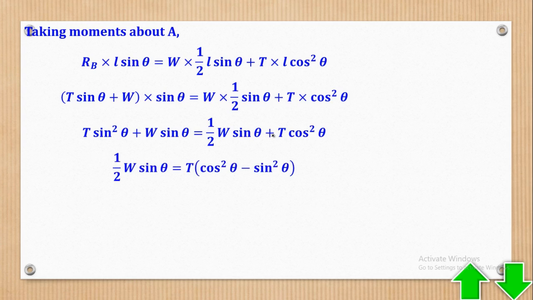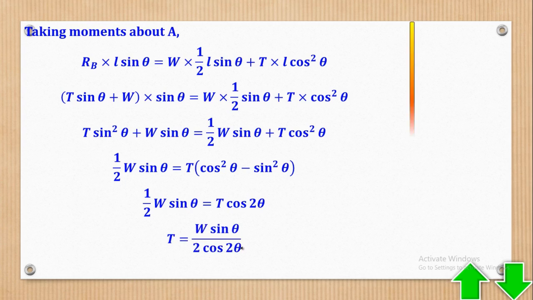The next is to collect like terms. When I collect like terms, you realize that this one will go this side to become T cos squared theta minus T sine squared theta, which is the same as T in brackets cos squared theta minus sine squared theta. Then when this one goes this side, 1 minus a half gives you a half, so in the end I'll come up with a half W sine theta. So next is to remember the identity for double angle, that cos squared theta minus sine squared theta is equal to cos 2 theta. Then with that I can now make capital T the subject, and it is W sine theta over 2 cos 2 theta. So basically that's what they wanted.